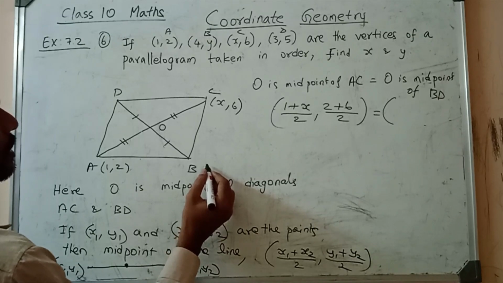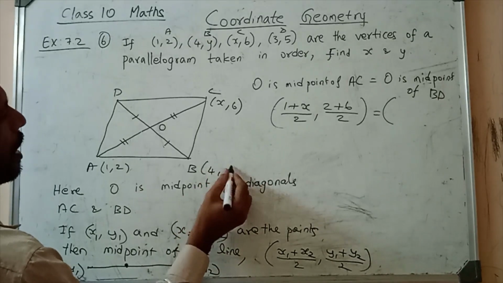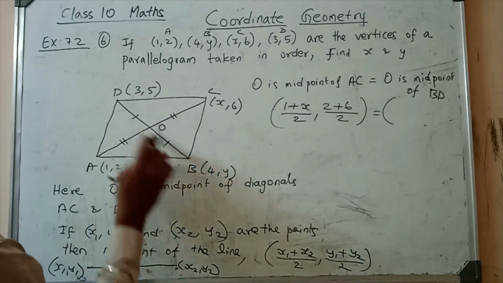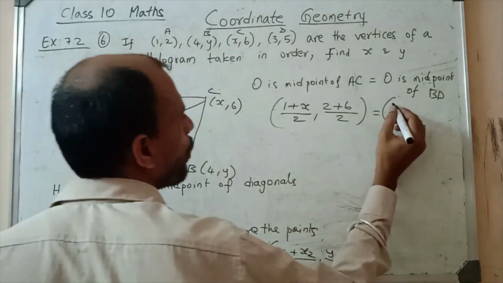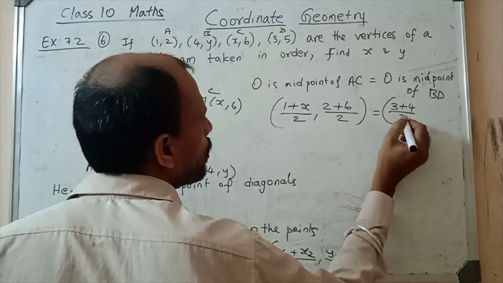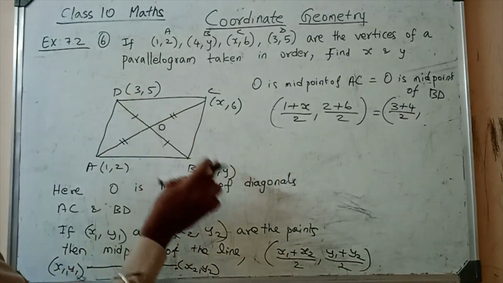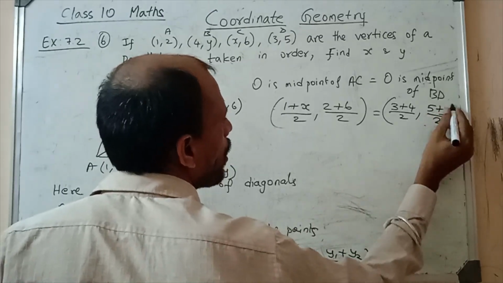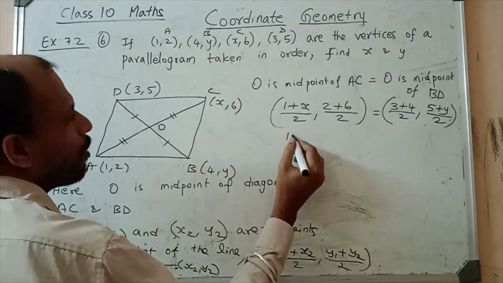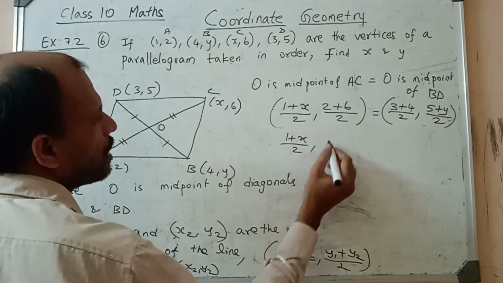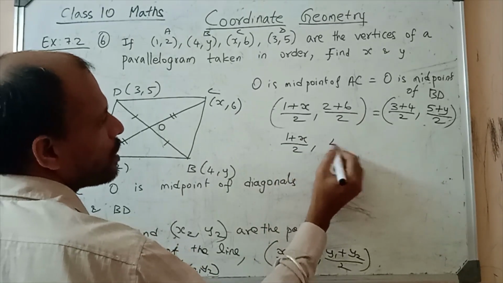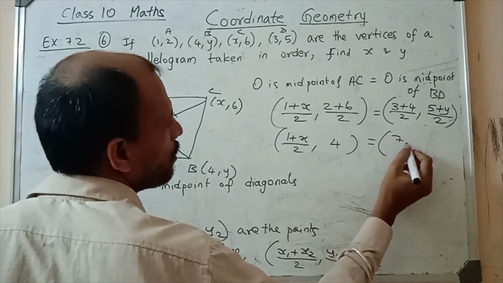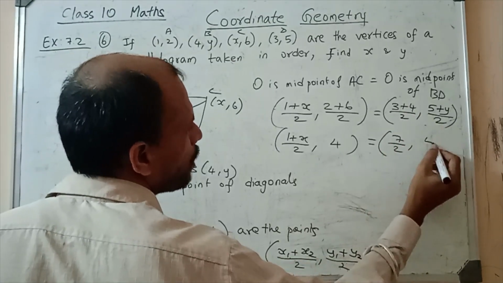Coordinates of B are 4 comma y and then D are 3 comma 5. So now 3 plus 4 by 2 comma y coordinates 5 plus y divided by 2. Okay, simplify this. 1 plus x divided by 2 comma 2 plus 6 is 8, 8 by 2 is 4 is equal to here 3 plus 4 is 7, 7 by 2 comma 5 plus y by 2 as it is.